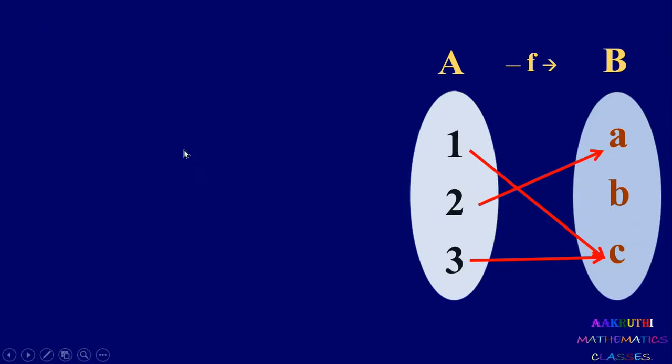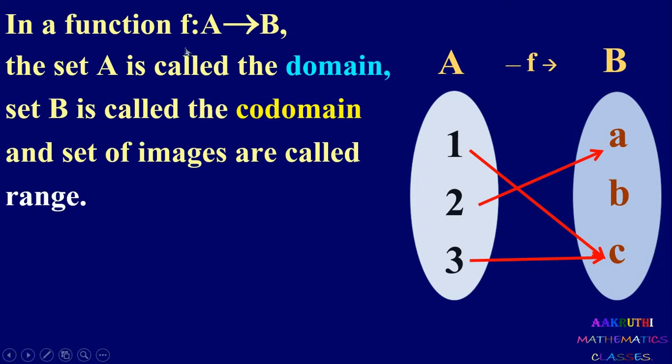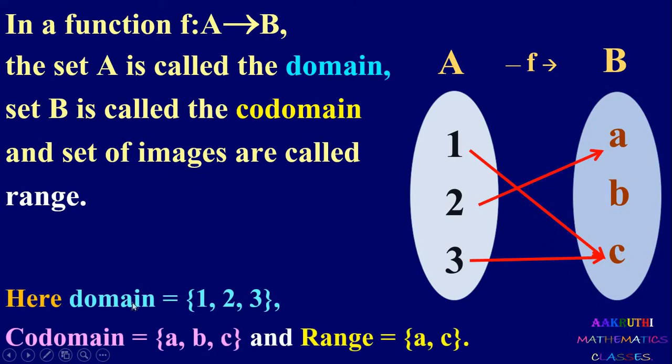You consider a function f from A to B: 1 related to c, 2 related to a and again 3 related to c. So in this function f from A to B, set A is called the domain, that is the full first set is called the domain of the function, and set B is called the codomain, the full second set a, b, c is called the codomain, and the set of images is called the range. Now here the images are a and c only. The set containing a and c is called the range of the function. Now here the domain is the set 1, 2, 3, the codomain is the set a, b, c and the range is a, c.